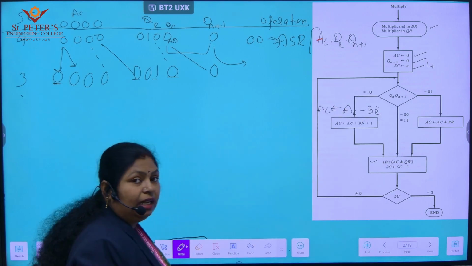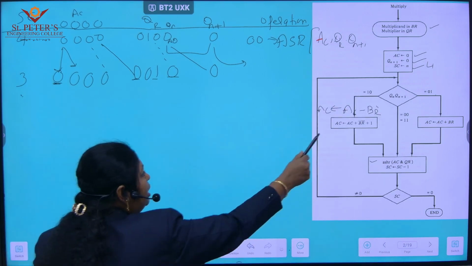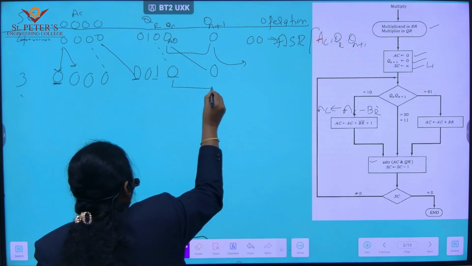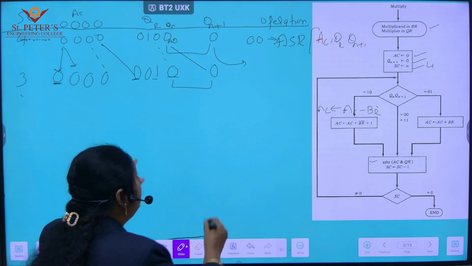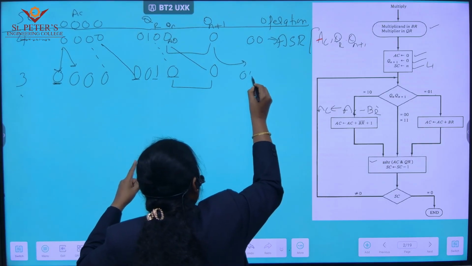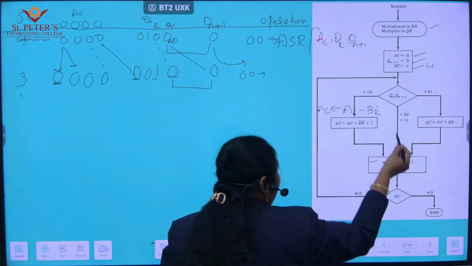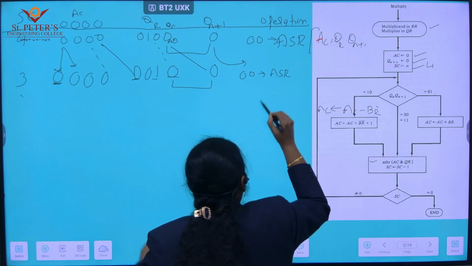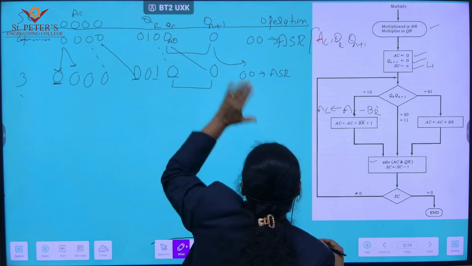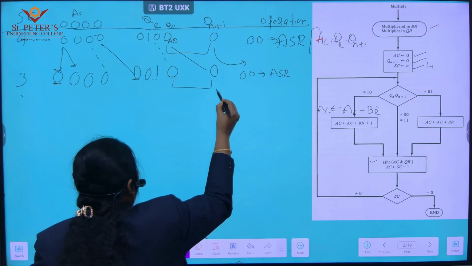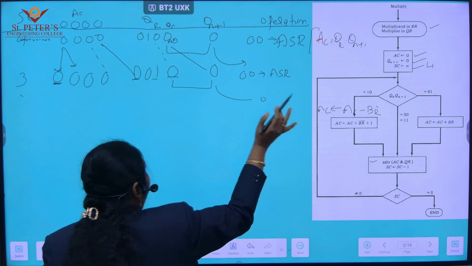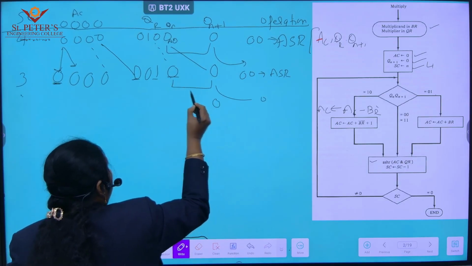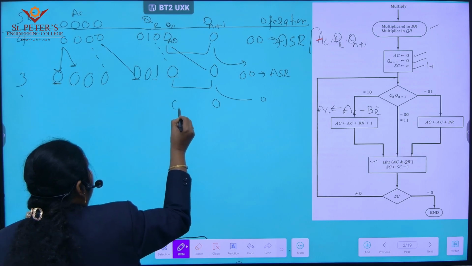Go back to the 2-bit inspection of Qn and Qn plus 1. Again we got 0, 0. Again 0, 0 means we have to go for the arithmetic right shift of A, QR and Qn plus 1. Let us apply that. In this case, this 0 is going out, this Q0 will come to the Qn plus 1 place, and this is occupied with the next bit.